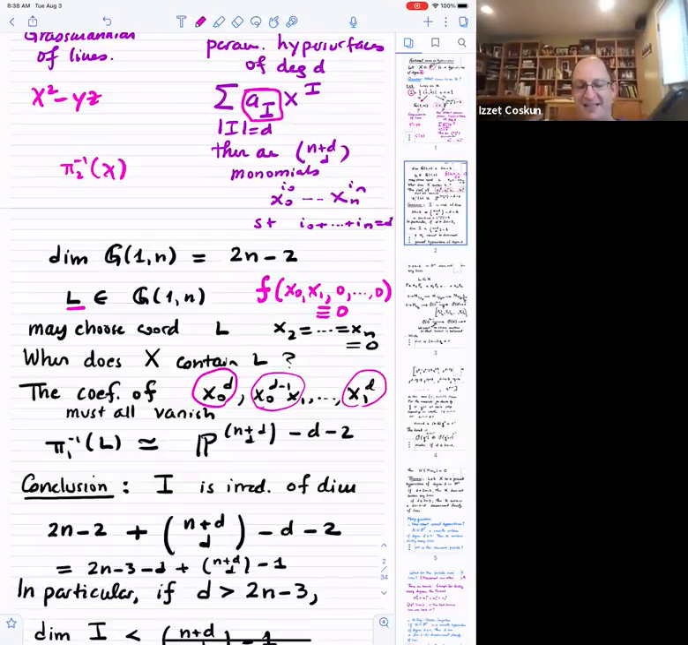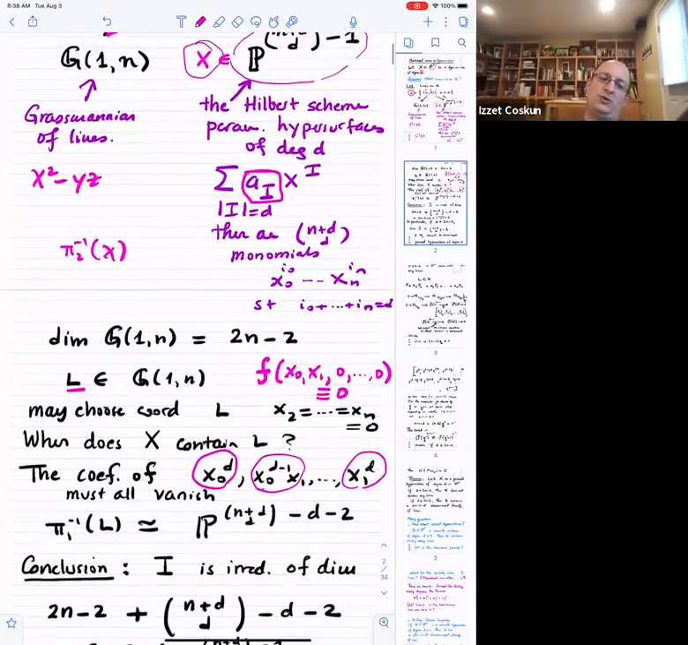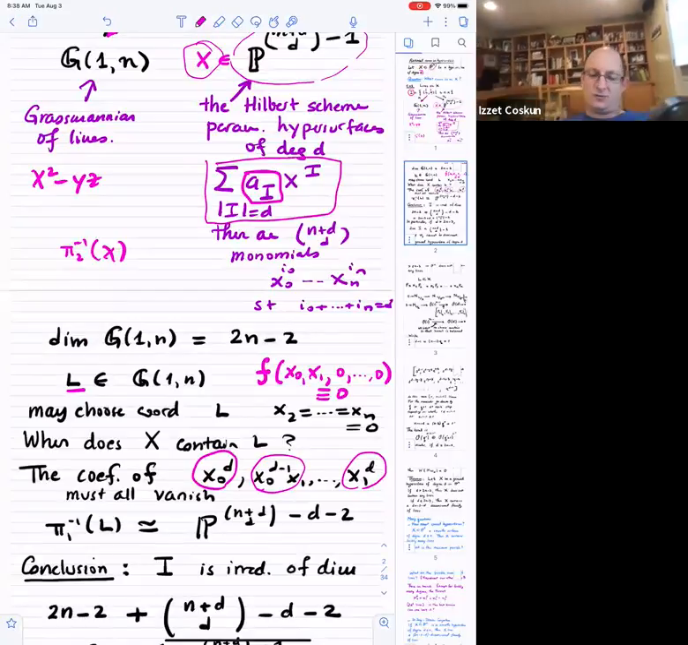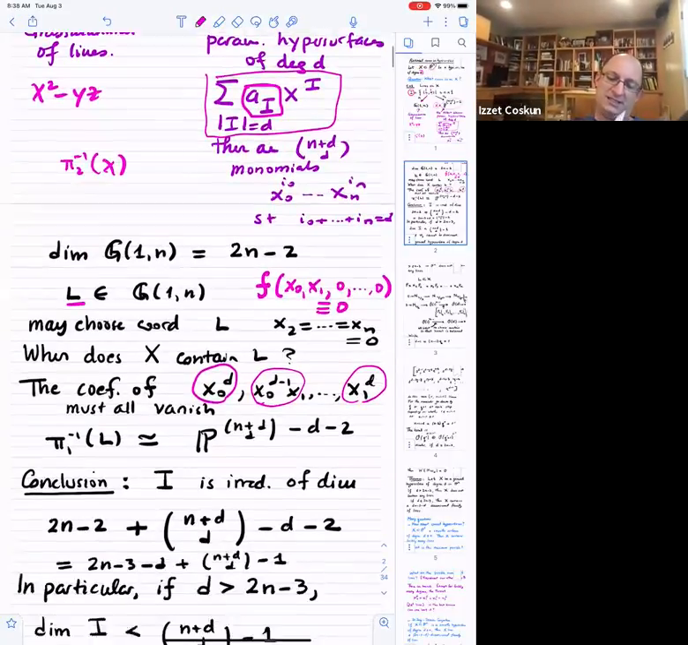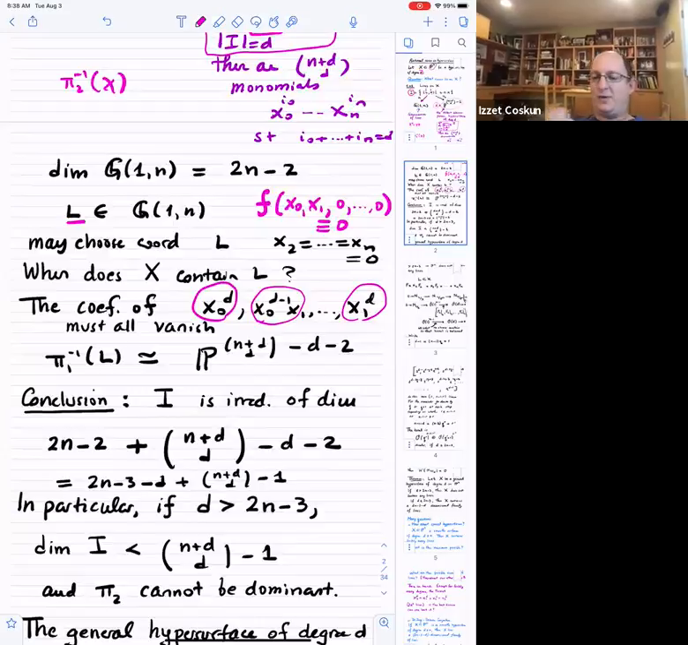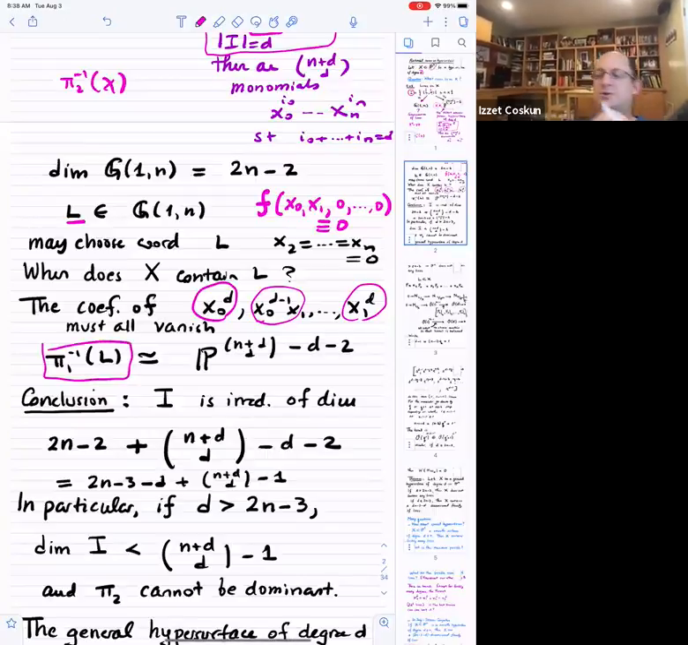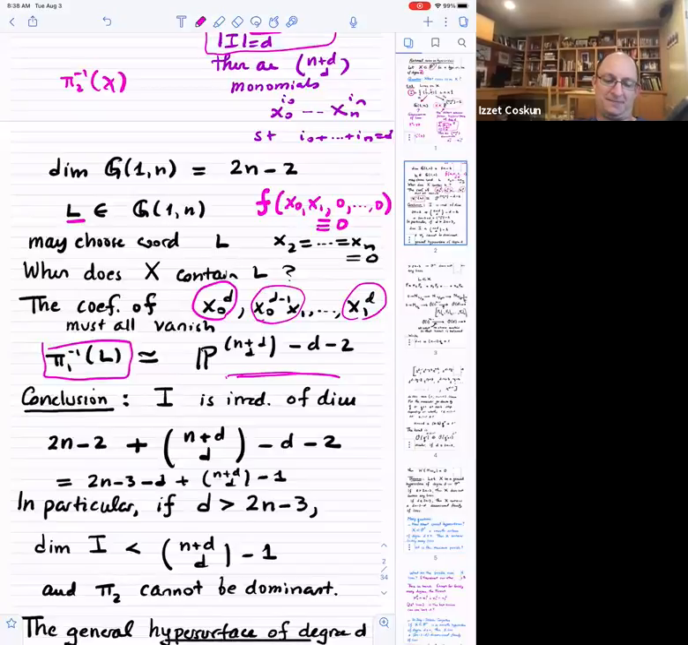But you see, these are linear conditions. You have your general equation here, and you are setting some of the coefficients equal to 0. These are all nice linear equations, there are d+1 of them, and they're clearly independent. So the inverse image of a line, the hypersurfaces that contain a given line, is just a nice projective space.